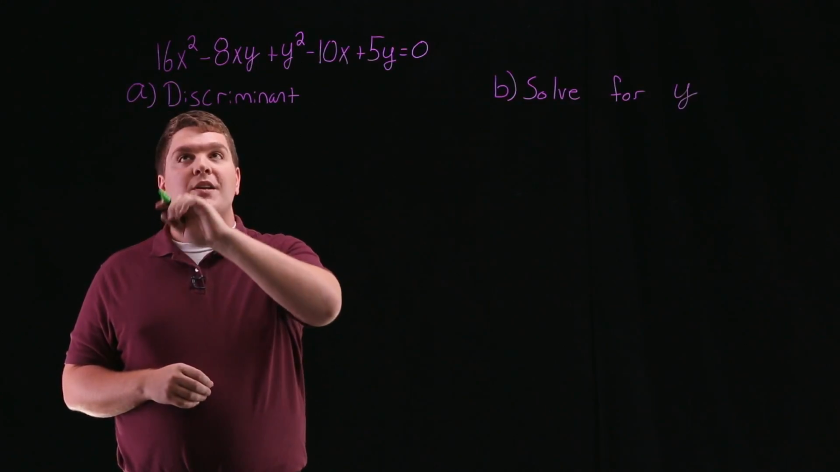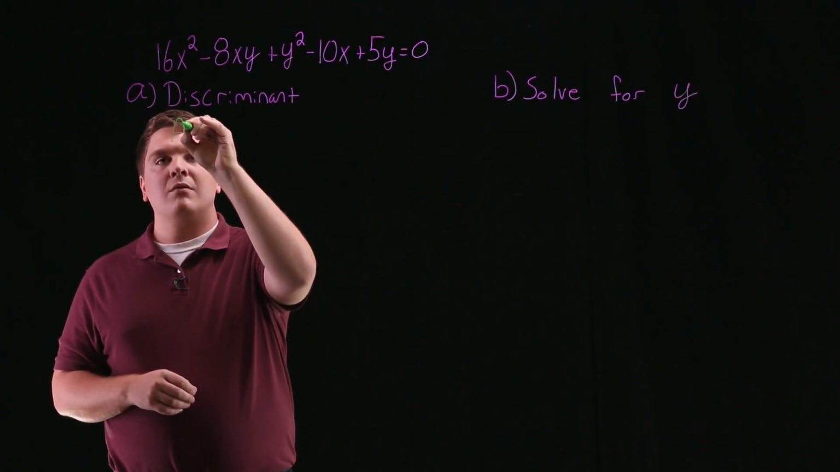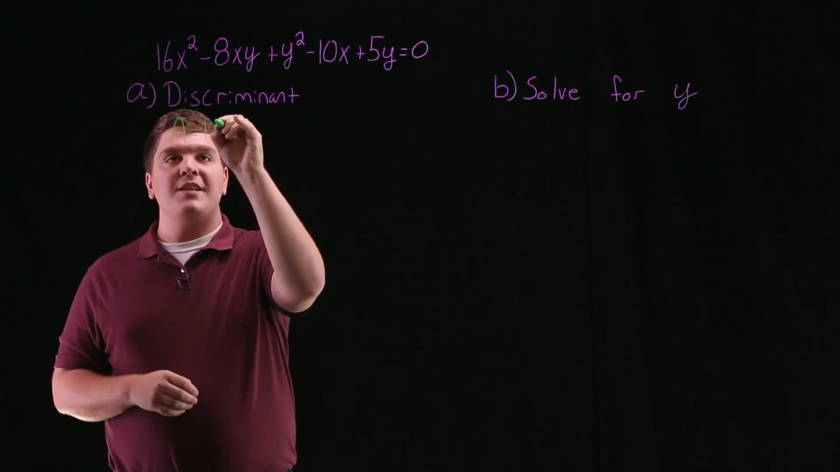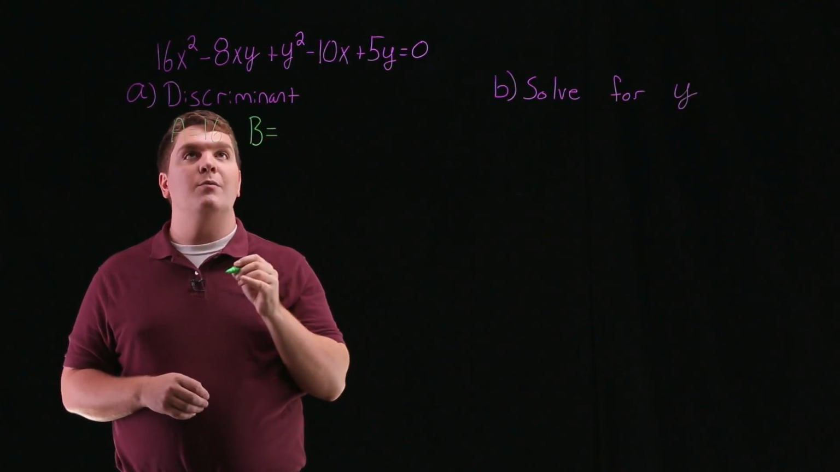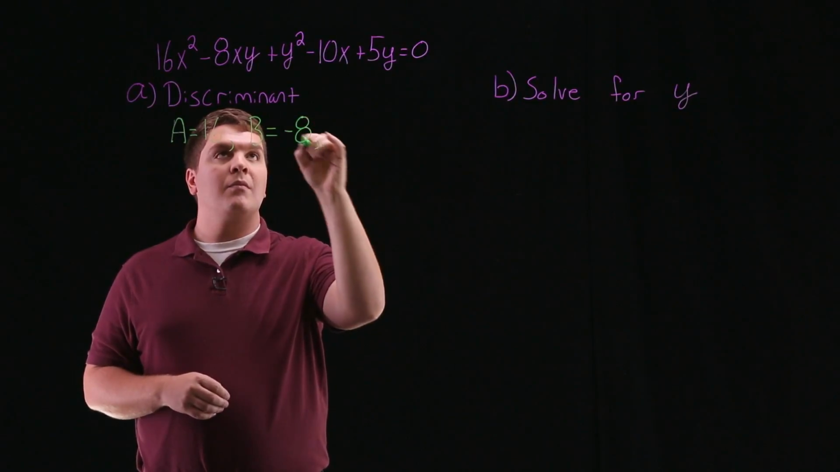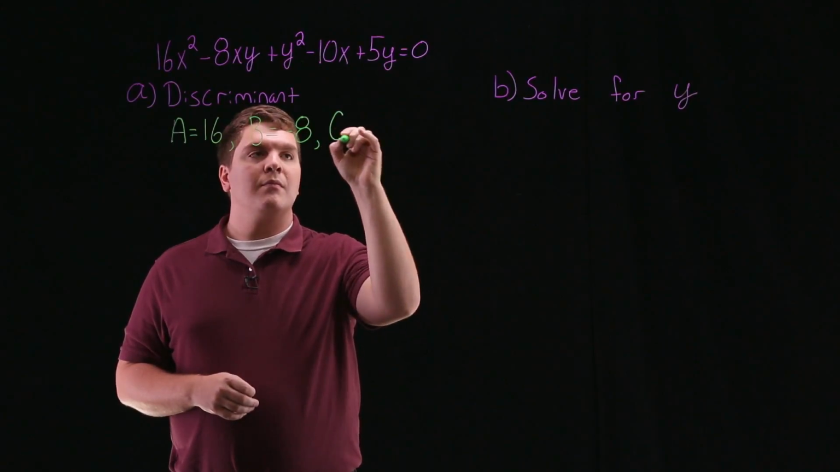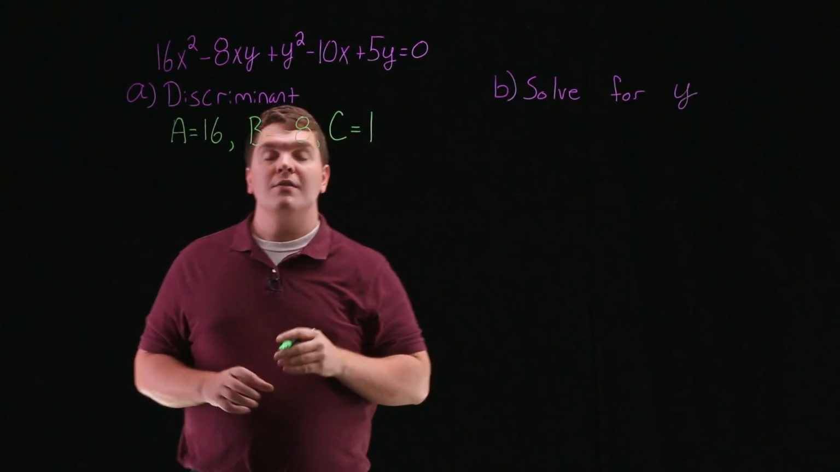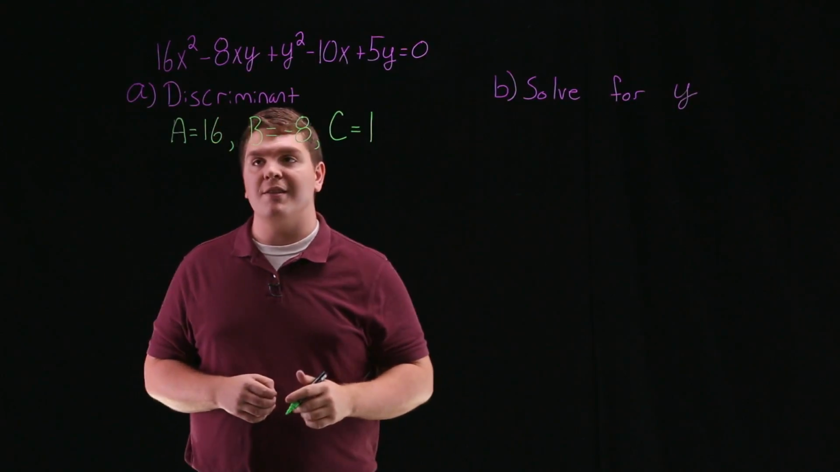So just looking at this equation, we see that a is equal to 16, b is equal to -8, and c is equal to 1. So now we'll use the discriminant to determine which type of conic section this is.